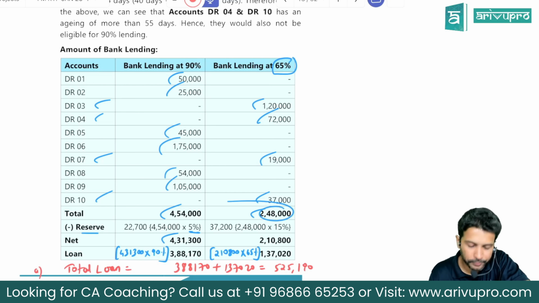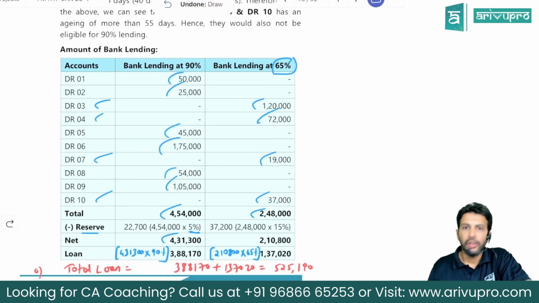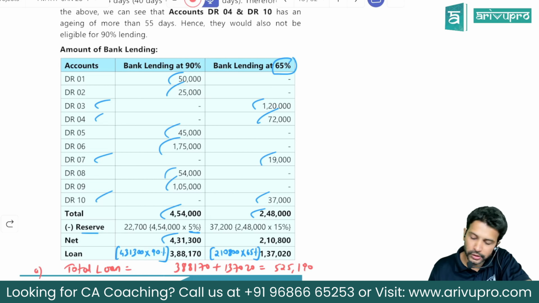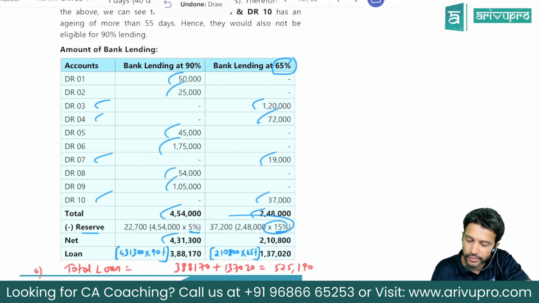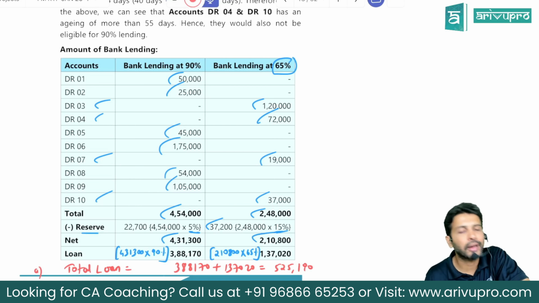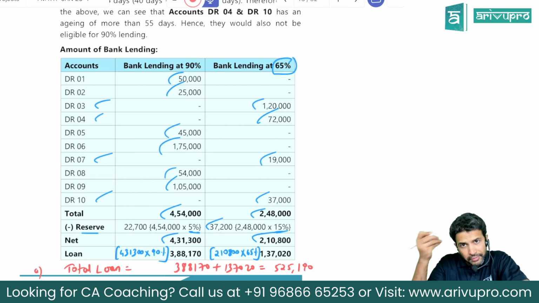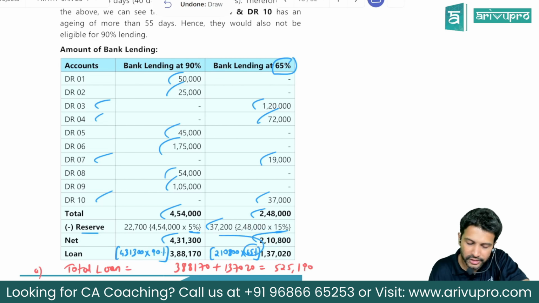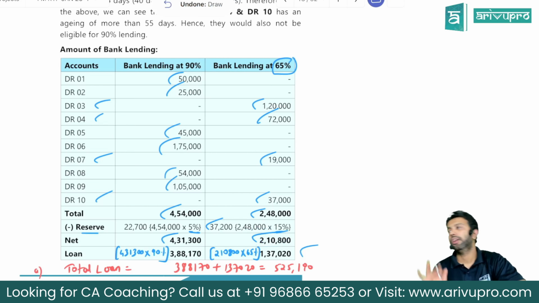Loan amount you know, or rather debtors amount you know. First you have to reduce what? Reserve. For this category, how much is reserve? 15%. So calculate 15% of 2,48,000. 37,200. Reduce that, you will get eligible amount of debtors to be how much? 2,10,800. Bank will give full amount of debtors or only 65%? So 65% of 2,10,800 you do, you will get 137,020.